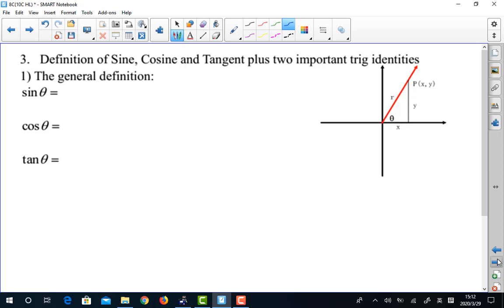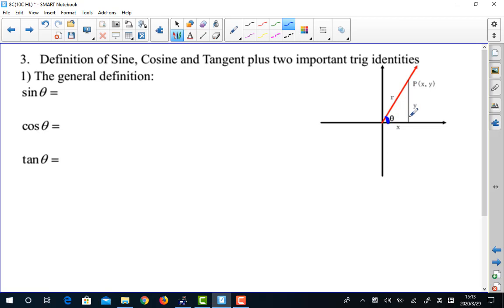The definition of sine, cosine, tangent, plus 2 important trig identities. There are 2 definitions. The first definition is called the general definition for the 3 primary trig ratios. Sine theta equals opposite over hypotenuse. This is what we learned in Math 10. But right now, what is sine theta?